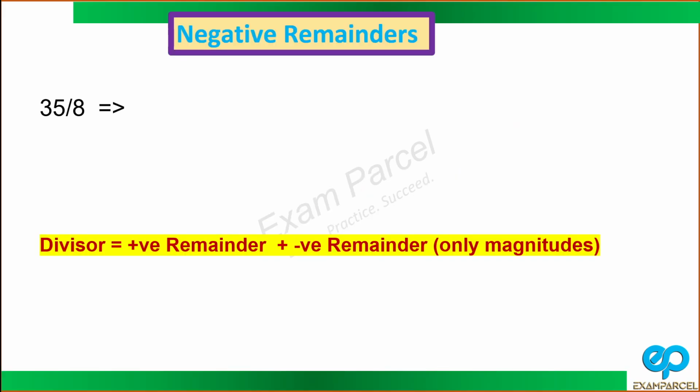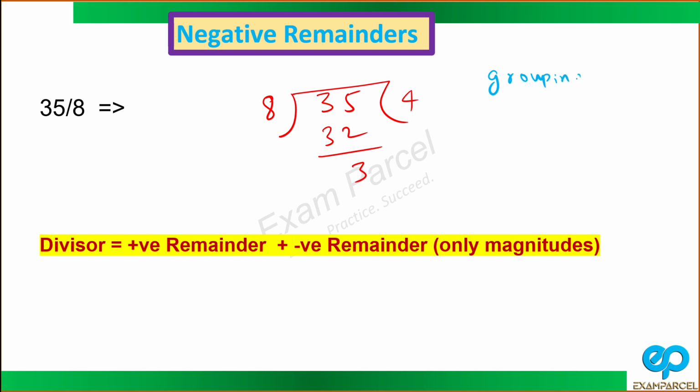Okay, now let's start our concept. So whenever we divide a number, let's say I take 35 and I divide it by 8. We have discussed this in the first lecture as well. So this will give me 3 remainder, right? Now think of this division process as groupings. Think of this in terms of groupings.